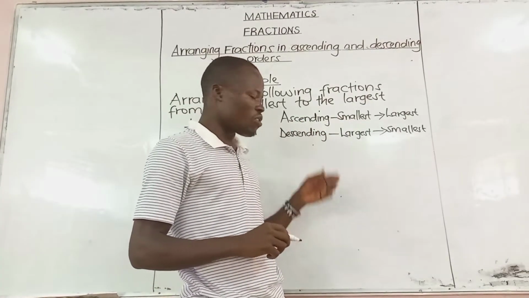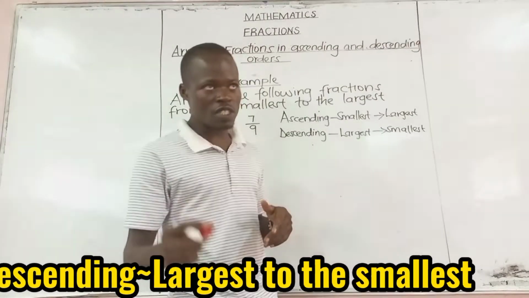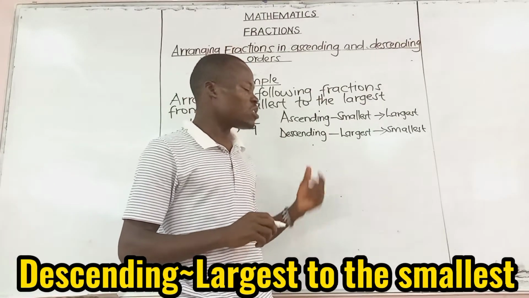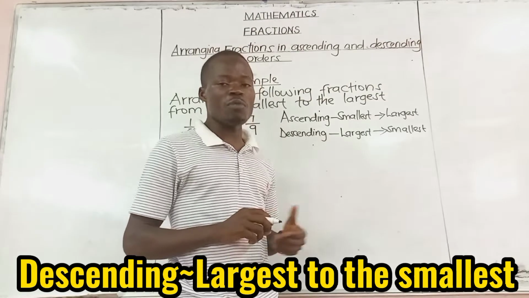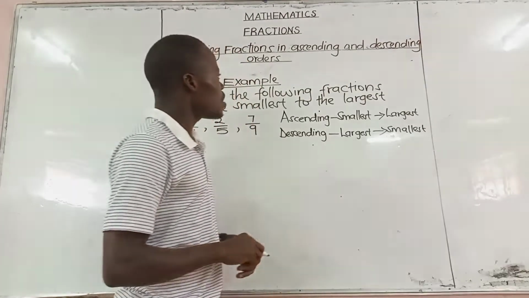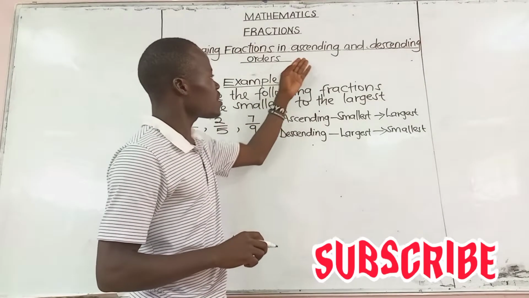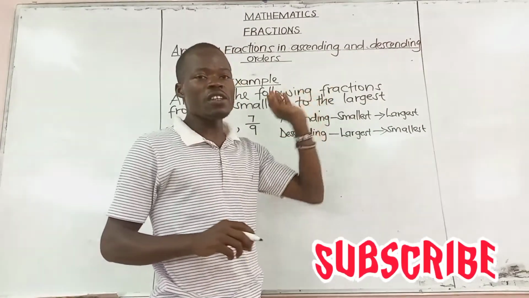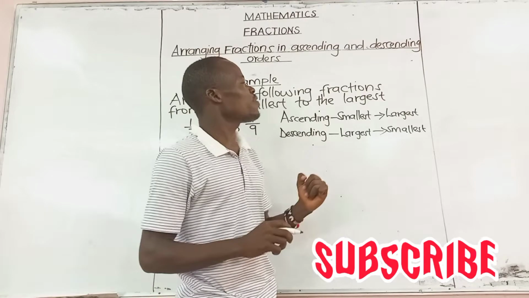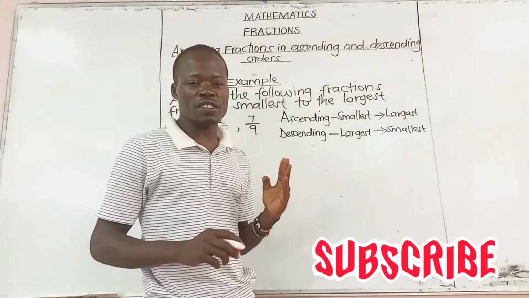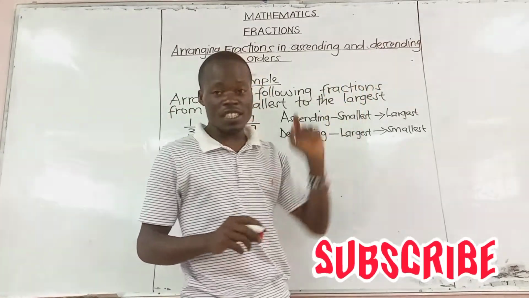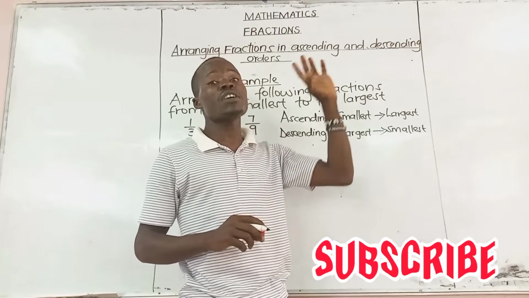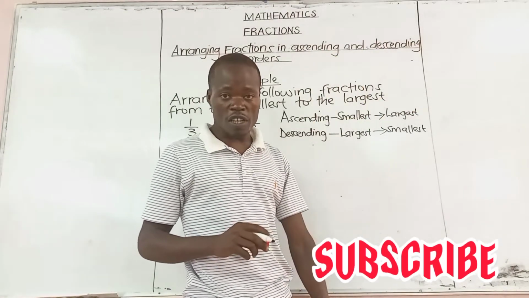Then we have descending order. Descending order is the vice versa of ascending order, which means we arrange from the largest coming back to the smallest. In today's lesson, we are going to look at both ascending and descending order. When we are asked to arrange in ascending order, it simply means you arrange starting from the smallest going to the largest. And if you are told to arrange in descending order, you start from the biggest fraction going back to the smallest fraction.